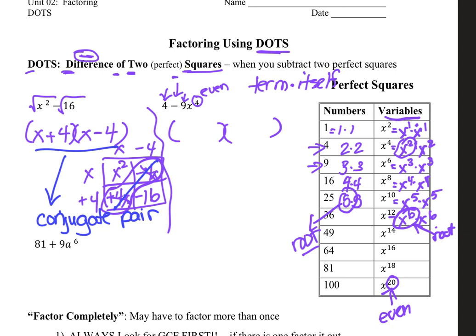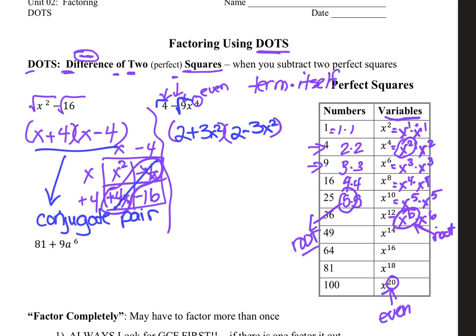Then you just take the square root. Let's change the color because we've used that color too much. I take the square root of 4, that goes in the first spot of both parentheses. Take the square root of 9x to the 4th, 3x squared, and that goes in the second spot of both. Then we just put a plus in one and a minus in the other, and that's it.